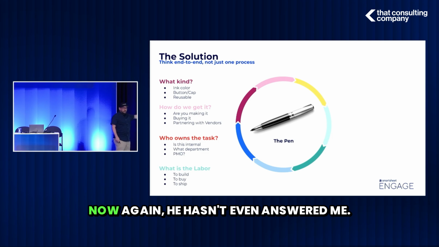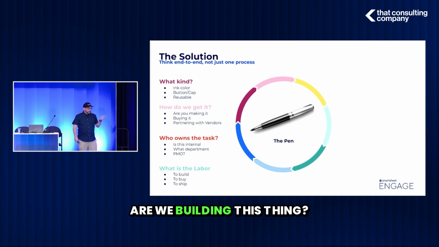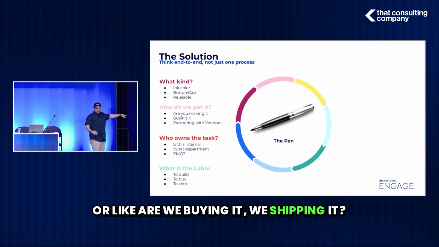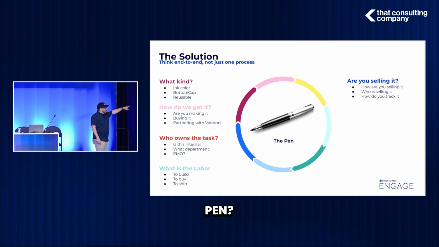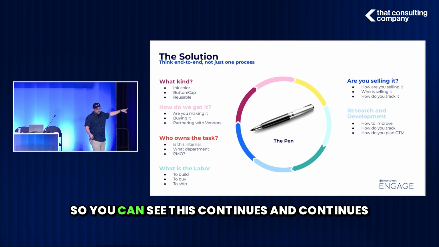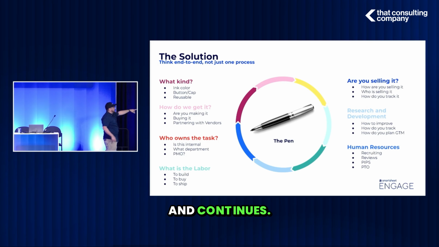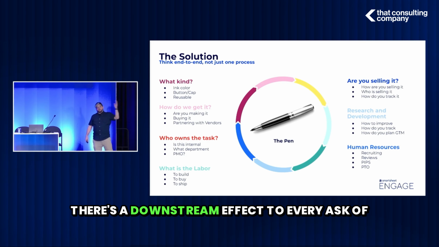What's the labor? Now again, he hasn't even answered me. Are we building this thing? Or are we buying it? Are we shipping it? Who's going to be tied to labor to do these things if I can't just go hand him a pen? Oh, wait, you want a pen because we want to sell it? Oh, okay, now we have a whole other conversation, right? So you can see this continues and continues. There's a downstream effect to every ask of what you need.